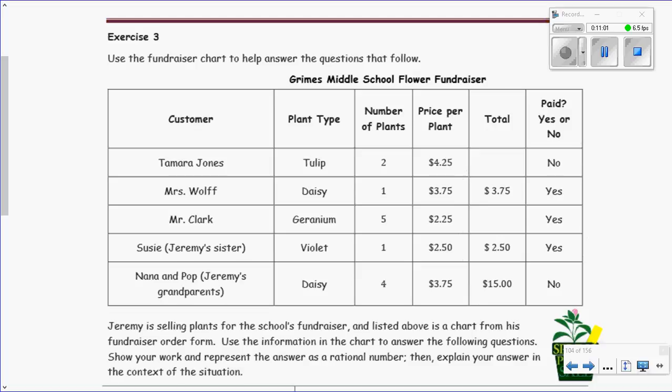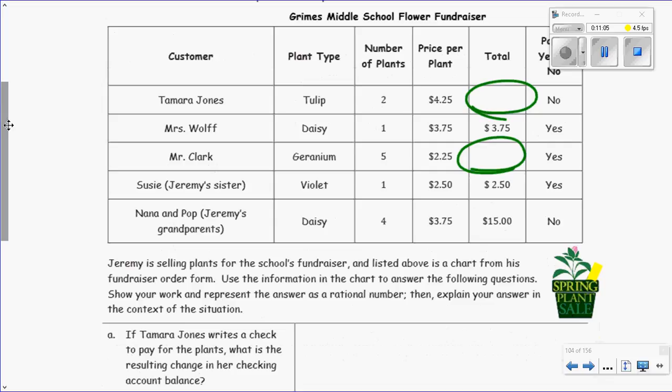So a couple of the totals are missing. And then each person kind of has their own specific scenario. So it's not like, okay, every single person buys one tulip and everybody paid. Okay, some people are getting tulips, daisies, violets. They're ordering different amounts of each, the price for each one, that kind of thing. So let's go ahead and read the first person's scenario, Tamara.